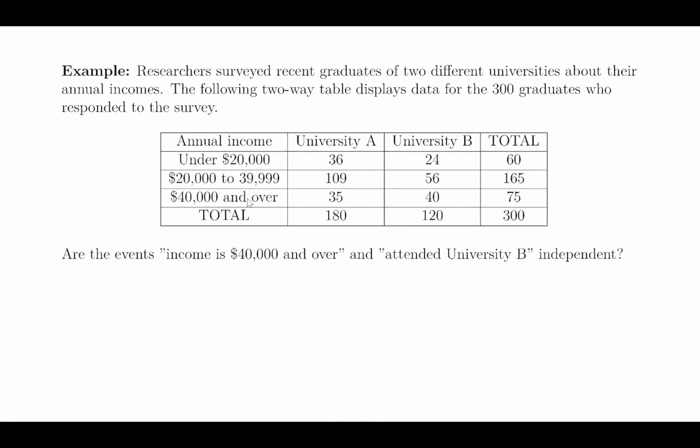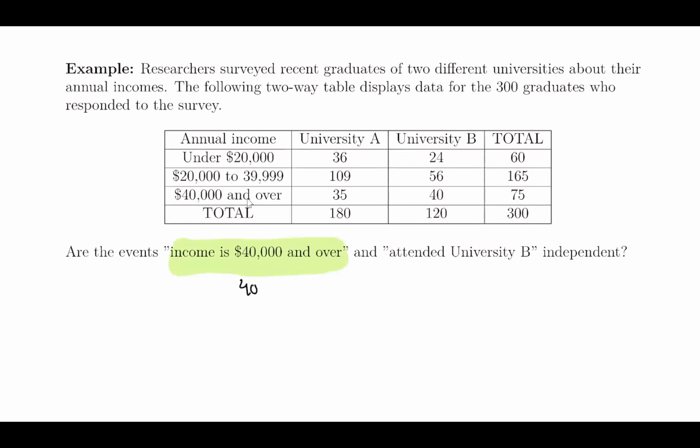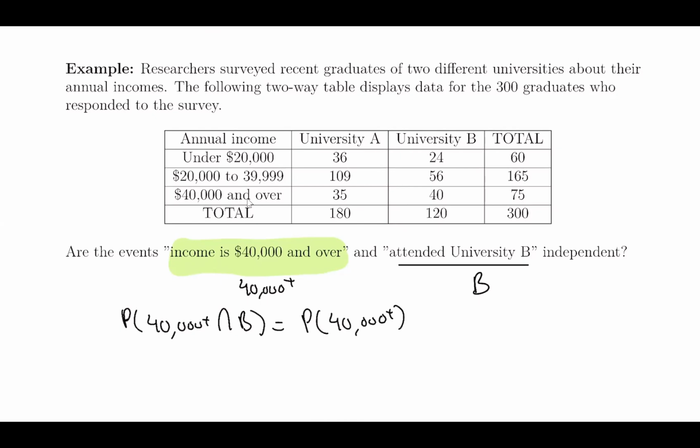All right, so let's go ahead and find this. For this one, income is 40,000 plus, so where are you going to put 40,000 plus? And for attended University B, well, that's easy, you put B. So what we have to do is find the probability somebody makes 40,000 plus and went to University B, and that should equal the probability somebody makes 40,000 plus multiplied by the probability somebody went to University B.